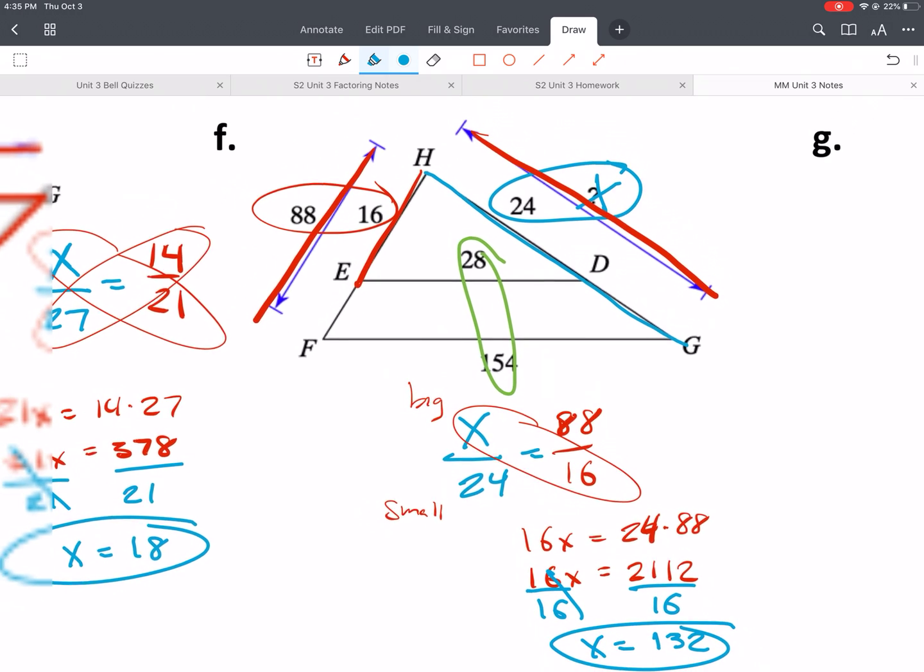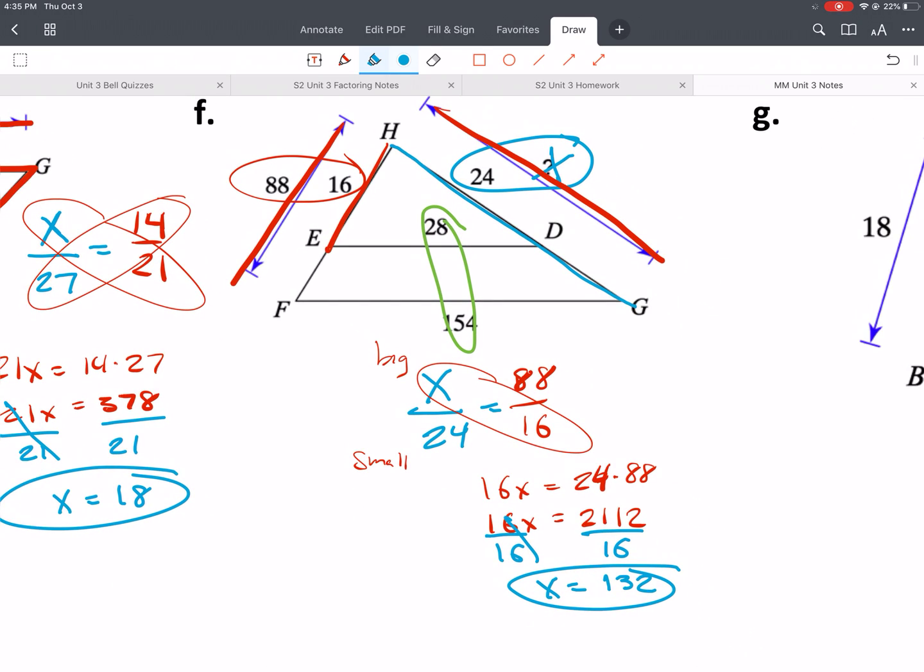If you had something switched around, like if you accidentally did something like x over 24 equals 16 over 88, you'd end up getting, let's see what we'd get, 88 times 24, you'd get something like 4.3, and there's no way that this big long length right here could be 4.3, okay, because that is longer than 24. So always check your answers, or at least look at it and see, does that make sense?